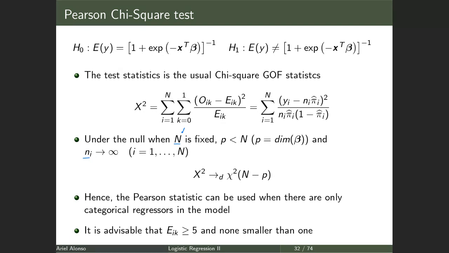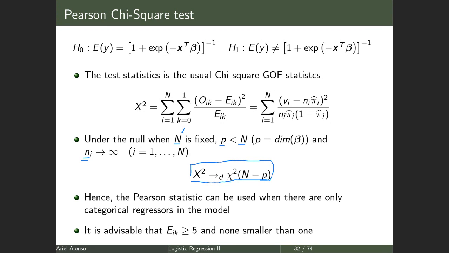So if N is fixed, and of course, if your model has fewer parameters than N, because in another case you have a saturated model, so if that is the case, and the sample size in every treatment goes to infinity, so you need to pay attention because there are several conditions here. In that case, your chi-square Pearson statistic follows a chi-square distribution with n minus p degrees of freedom. And now you can use this test to assess the goodness of fit of your model.